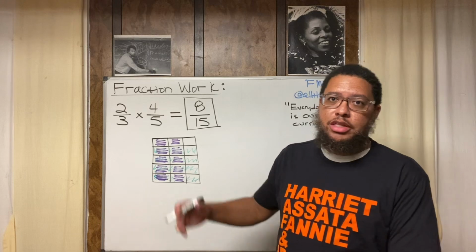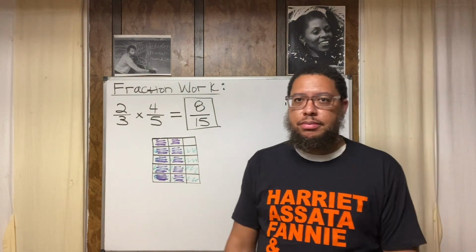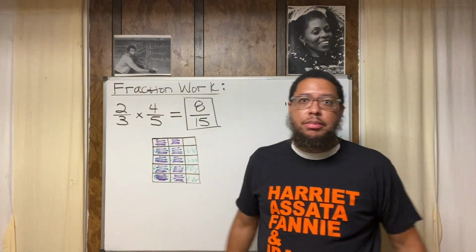Whenever your common factor between your numerator and denominator is 1, that means you can't reduce the fraction. Leave it alone. You're done. Stick a fork in it. Pack it up. You're done.